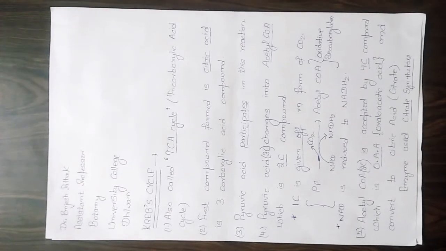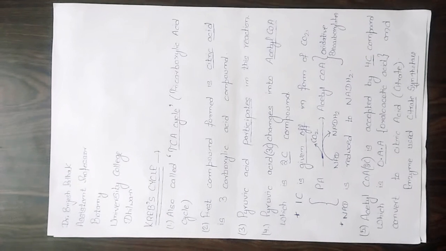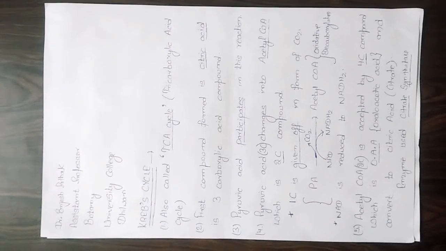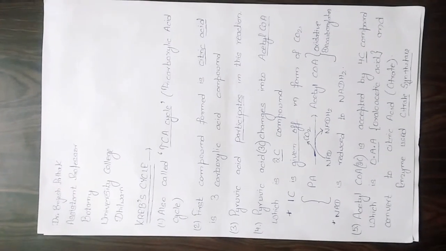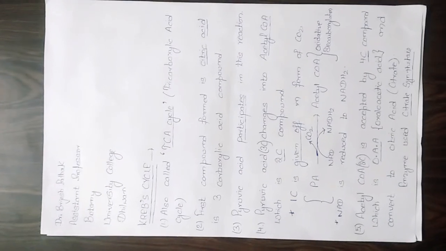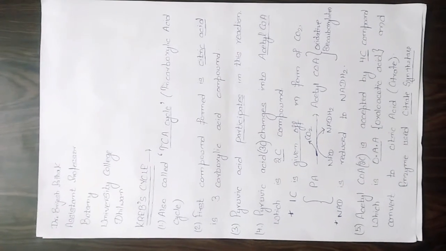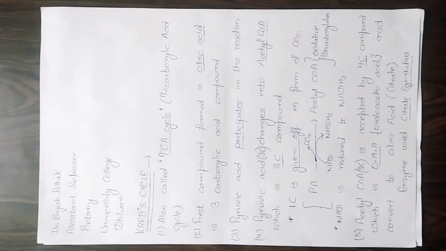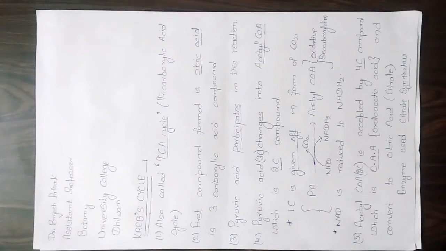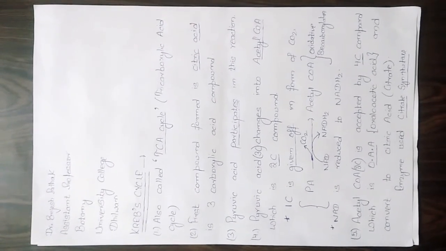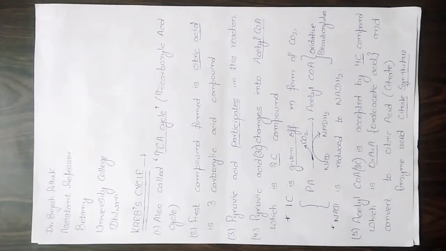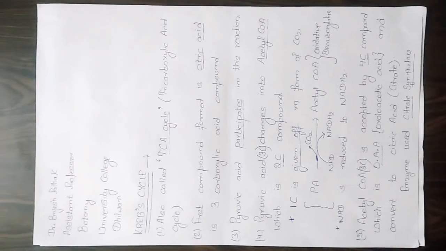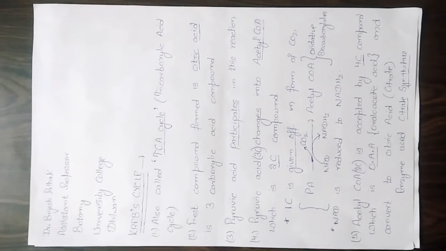The next point related with Krebs cycle is that the pyruvic acid which is formed in glycolysis participates in this reaction. Now, pyruvic acid changes into acetyl coenzyme A, meaning a three carbon compound changes into a 2-carbon compound. Pyruvic acid is 3 carbon and it changes into 2 carbon acetyl coenzyme A. How is it possible? One carbon is given off in the form of CO2. So a 3 carbon changes into 2 carbon. It is shown in the reaction.